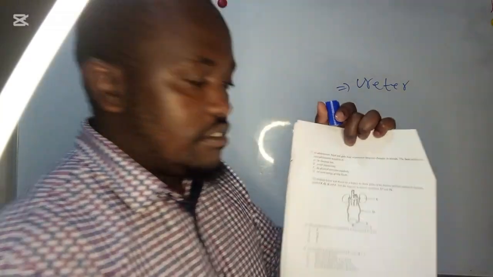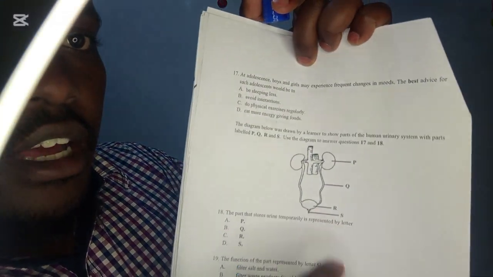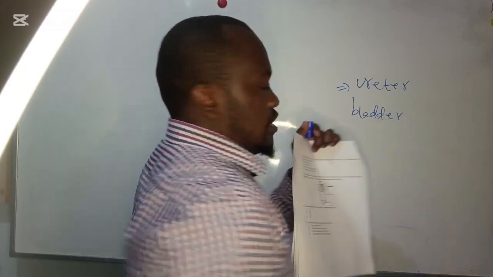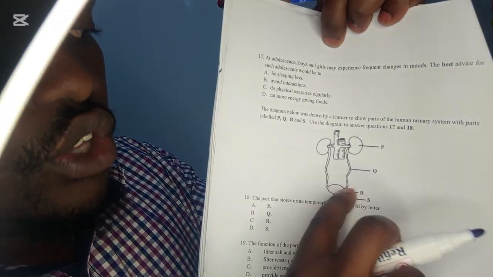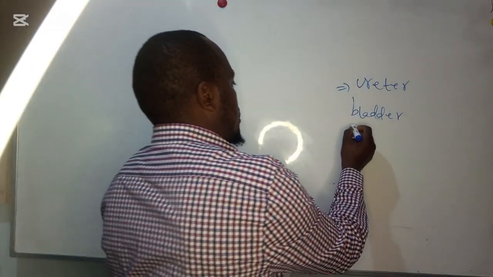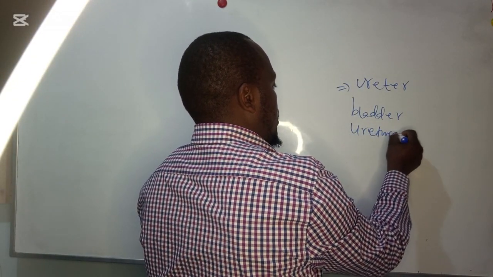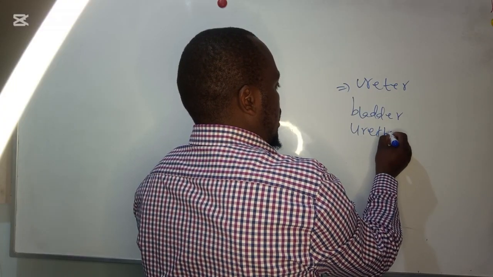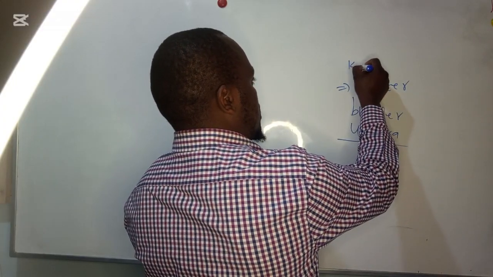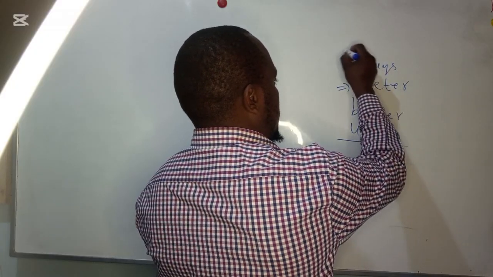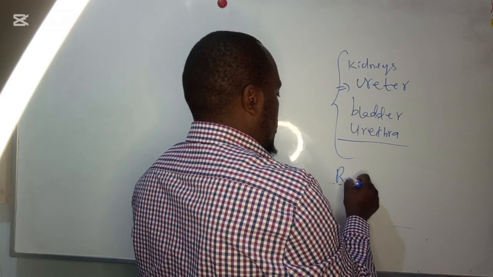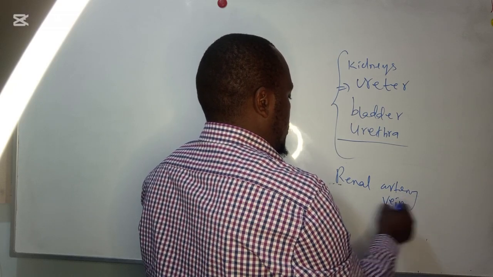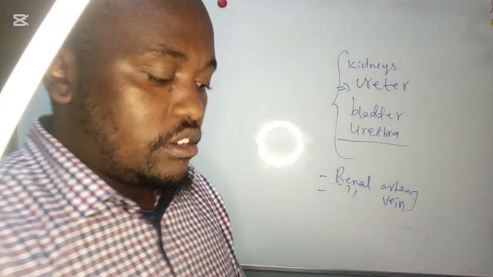Then you have the bladder, it is written bladder. Then from the bladder we have the urethra. This is H and R. Urethra, and we had said we have kidneys. And of course the renal artery and renal vein.